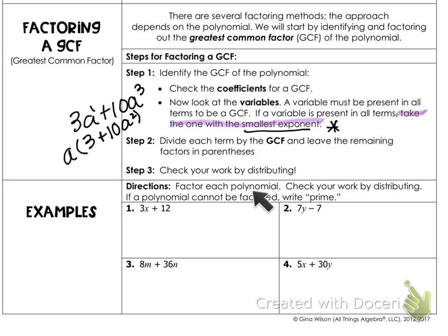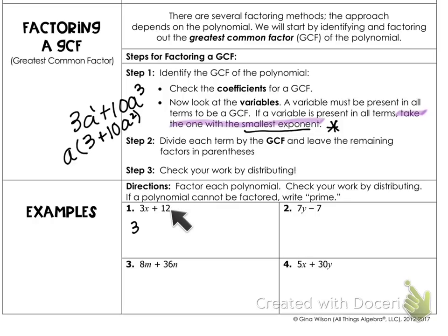So factor each polynomial. Check your work by distributing. If a polynomial cannot be factored, write prime. So let's look at number 1, 3x plus 12. They have a 3 in common. We can divide both of these by a 3. So I'm going to factor out a 3. They both don't have any x. This doesn't have an x term.